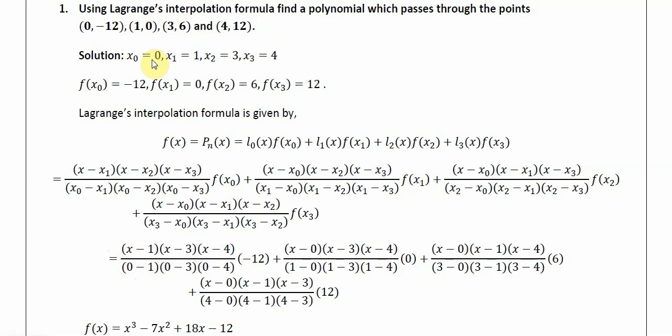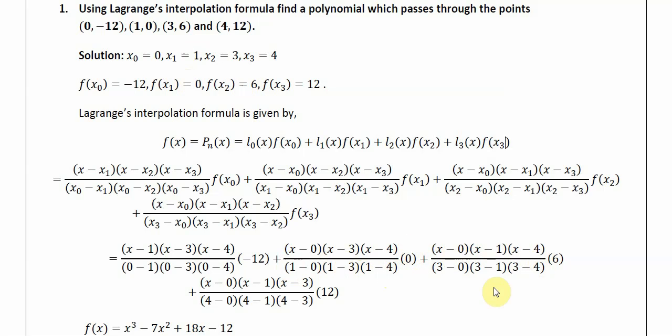Then x naught is 0. So in the numerator, substitute 0 in place of x. 0 minus 1, 0 minus 3, 0 minus 4. f of x naught is minus 12. Plus, similarly, x minus x naught, x minus x2, x minus x3, x minus 0, x minus 3, x minus 4. Substituting x1 in the numerator in place of x, that becomes the denominator. What is x1? x1 is equal to 1. So 1 minus 0, 1 minus 3, 1 minus 4. And f of x1 is equal to 0.